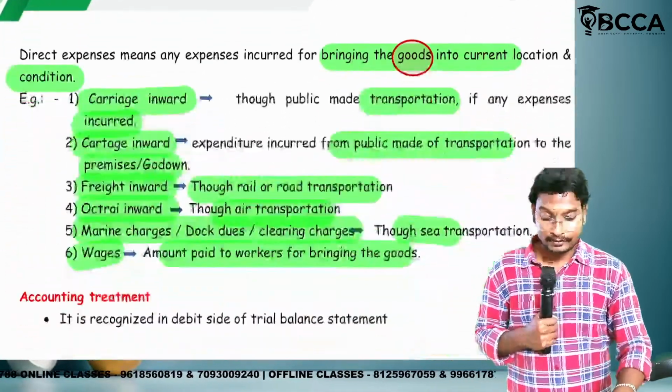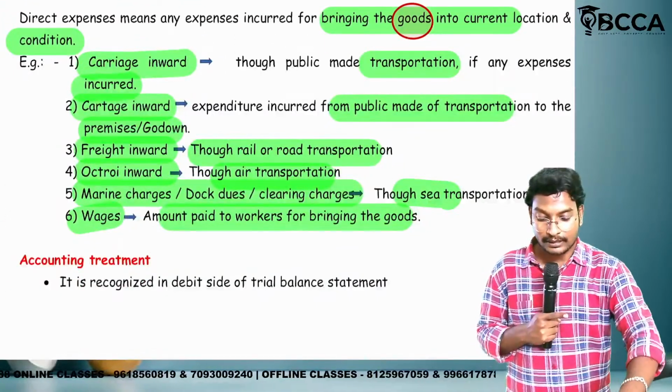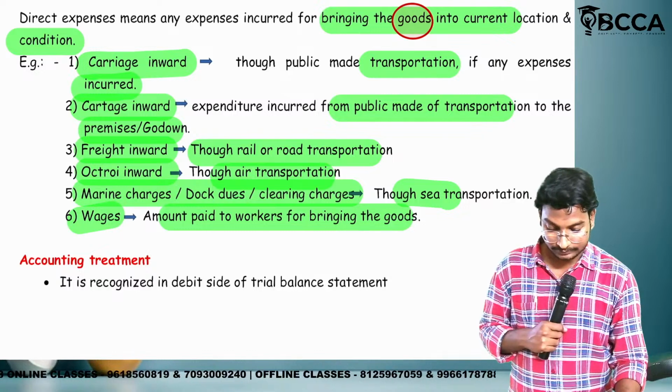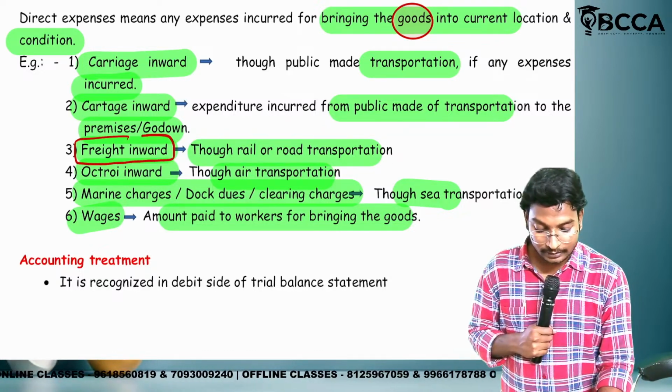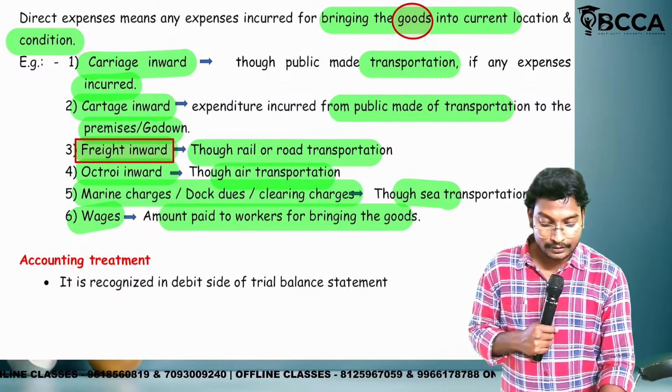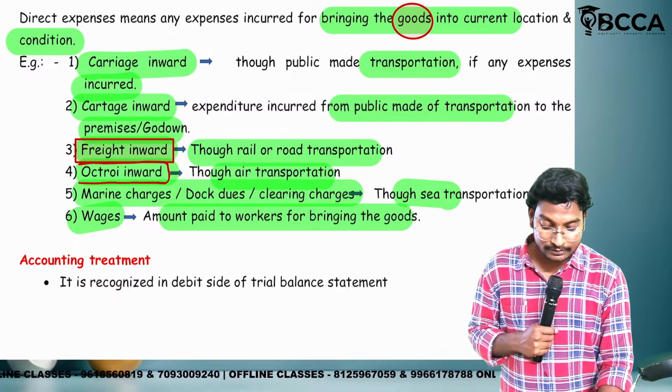If we use roadways, that is called freight. If you use roadways, what is it? Freight. Roadways or railways. If we use the sea, waterways, what is it? Octroi.